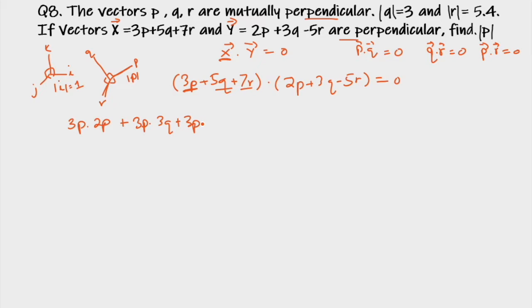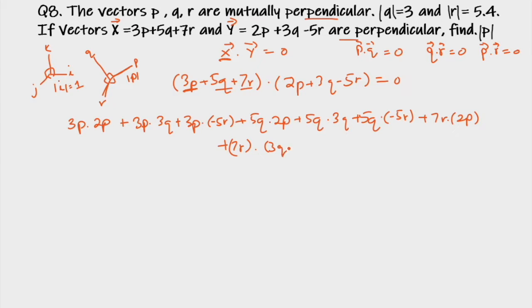Similarly 3P dot negative 5R plus 5Q dot 2P plus 5Q dot 3Q plus 5Q dot minus 5R plus 7R dot 2P plus 7R dot 3Q plus 7R dot minus 5R, and that has to be equal to 0.